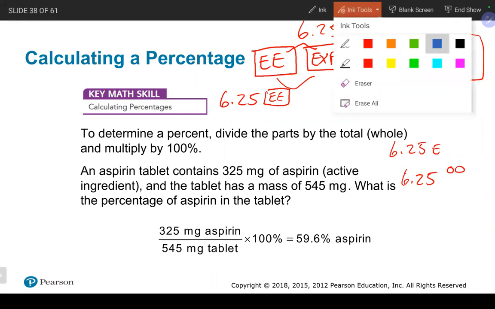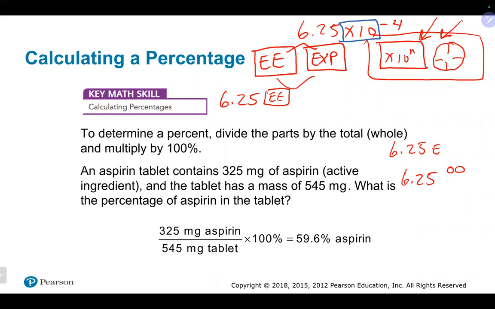Again, this is the part where we want to make sure that we use our negative button, not the subtract button. So you would hit the negative button, whichever negative button you got going on there, and then you hit 4. This will turn this into negative 4. This will turn this into negative 4 as well. And that is the proper way to enter into your calculator 6.25 times 10 to the negative 4. First off, any questions on that?